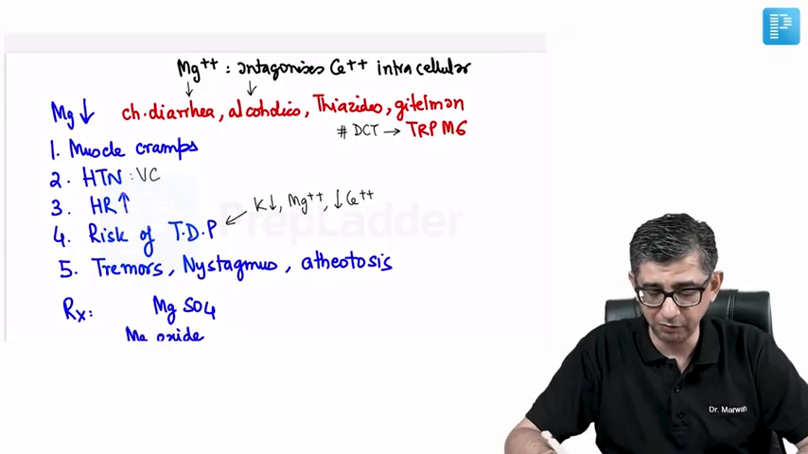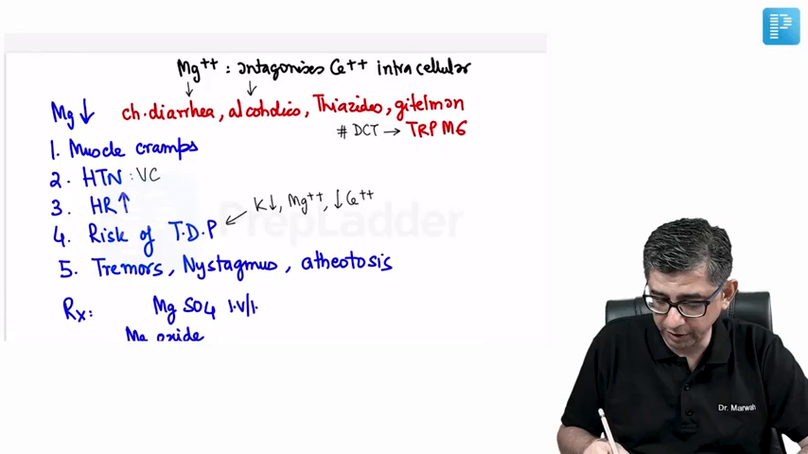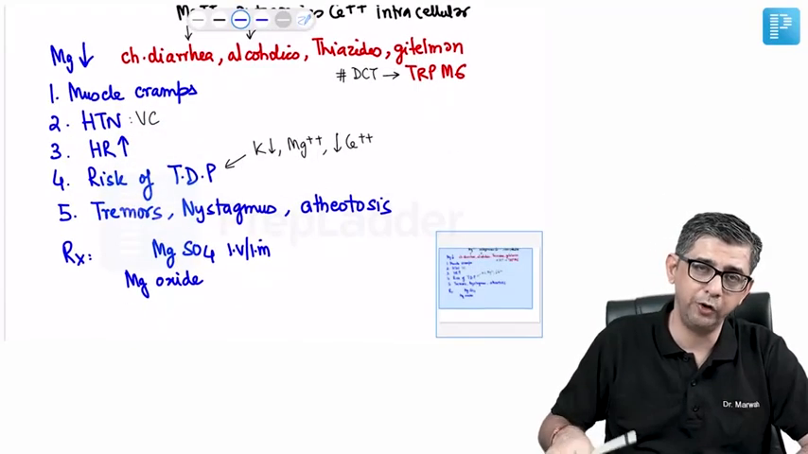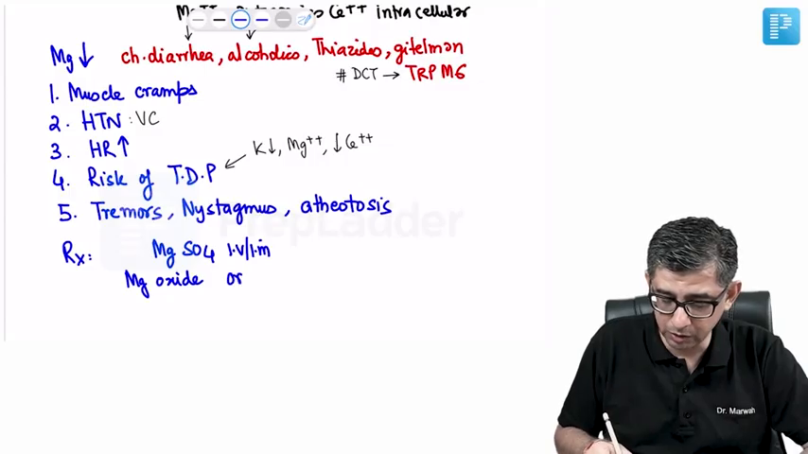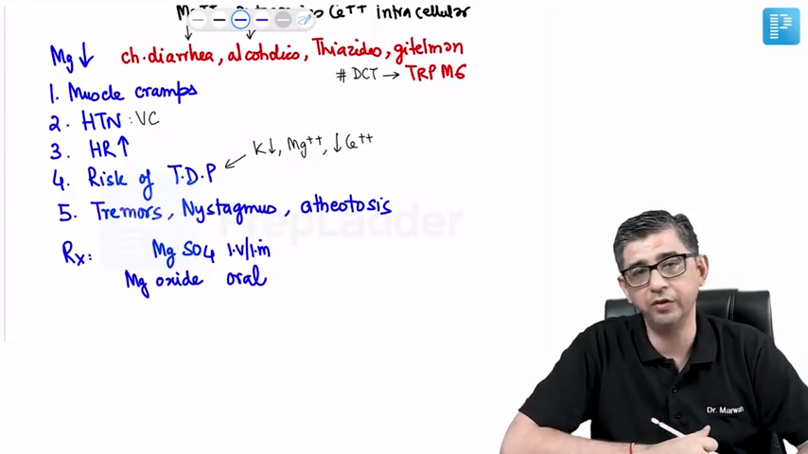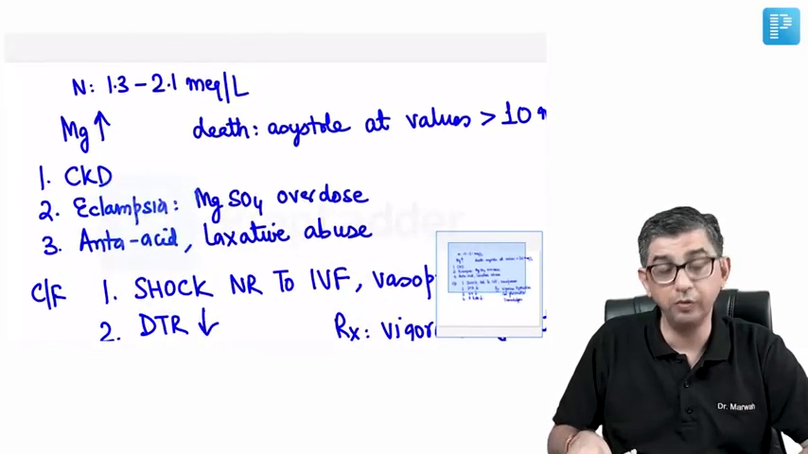For management of this patient, we will have to give magnesium sulfate. This magnesium sulfate, depending on the deficit, can be given parenterally, that is either intramuscularly or intravenously, and we also have oral salts available to take care of the deficit of magnesium. Now the opposite of this, which is hypermagnesemia, is what I'll focus on next.